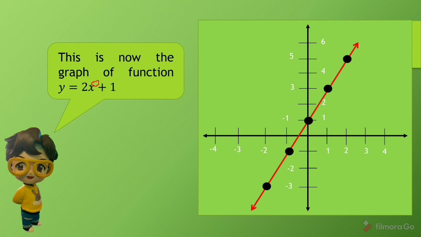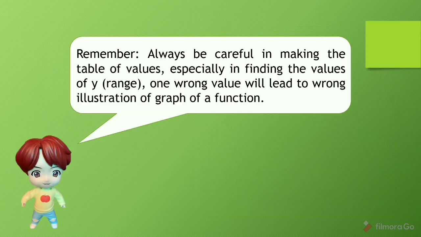It's either diagonal siya, diagonal form, naka-inclined form, or vertical or horizontal siyang form. So depende lang siya. So remember, always be careful in making the table of values, especially in finding the values of y, yung range natin, kasi one wrong value will lead to wrong illustrations of graph of a function. So kahit isa lang dun yung magkamali, ibang-iba talaga yung kalalabasan ng graph of function mo. So always be careful with the signs, especially sa mga negative, positive.